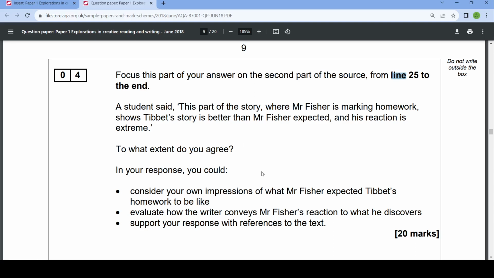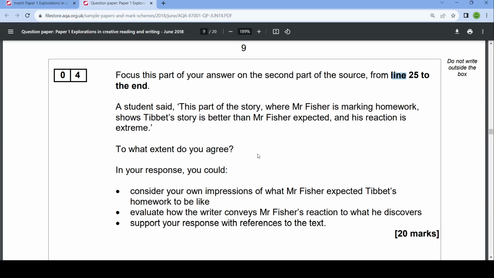In your response, you could consider your own impressions of what Mr. Fisher expected Tibbet's homework to be like, evaluate how the writer conveys Mr. Fisher's reactions to what he discovers, support your response with references to the text.